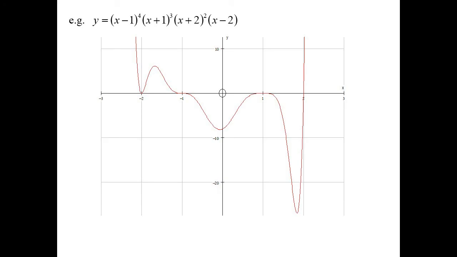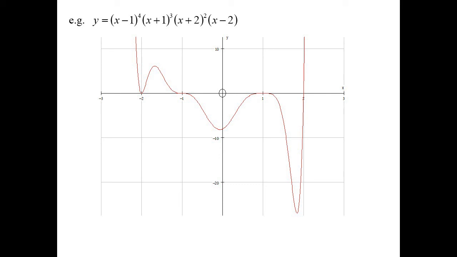Okay, same ideas, there's the answer, but let's just go over all those ideas. The constant, I would have gone, well, -1 to the power of 4, well that's 1, times 1 cubed, we're still at 1, times 2 squared, so we're at 4, times -2, so that y-intercept would be -8. We know the x-intercepts will be 1, -1, 2 and -2.